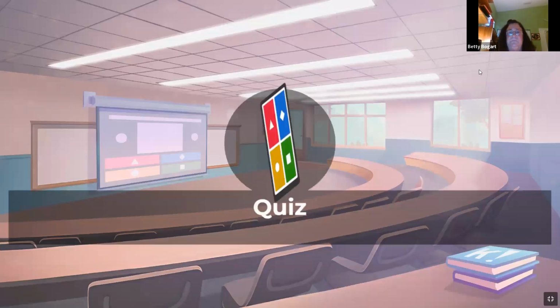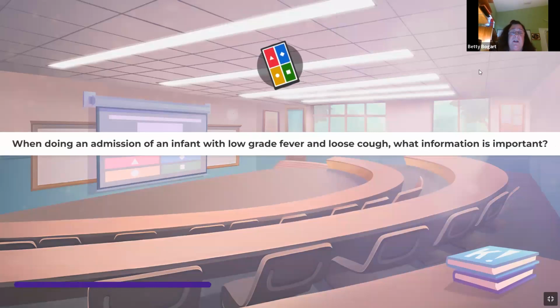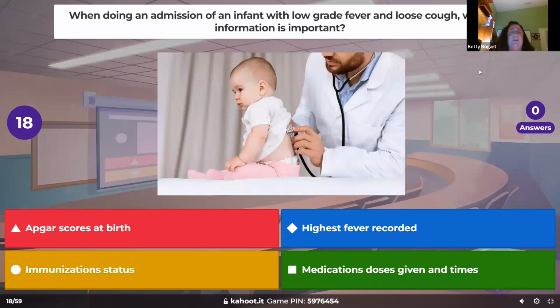A multiple choice question: when doing an admission on an infant with a low-grade fever and a loose cough, what information is important? So you're admitting a child to the floor. It's an infant. They've got low-grade fever and a cough. What do you need to know in order to place this child somewhere? You might have to put them with another child. I mean, if you're lucky, you have all private rooms, but many hospitals aren't like that.